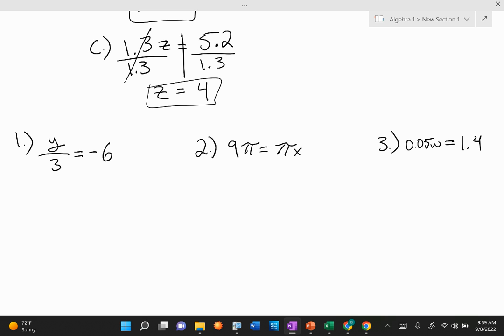All right, you've got 1, 2, and 3. Please work with someone you're sitting close to, okay? Or if you need to. Of course, you don't have to.